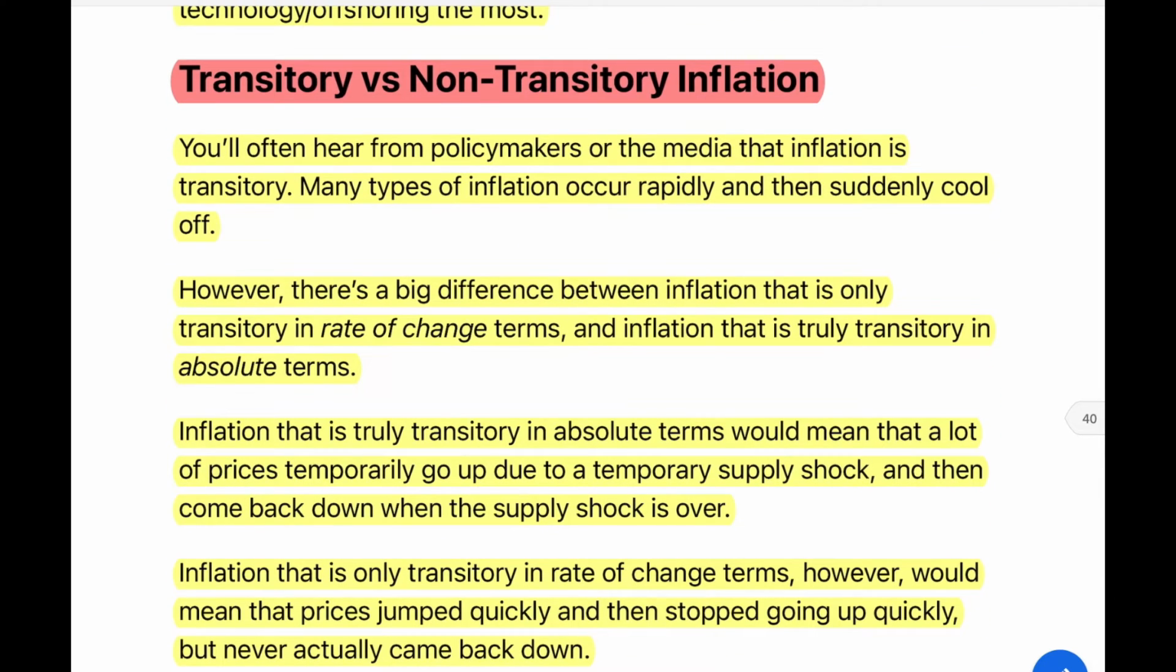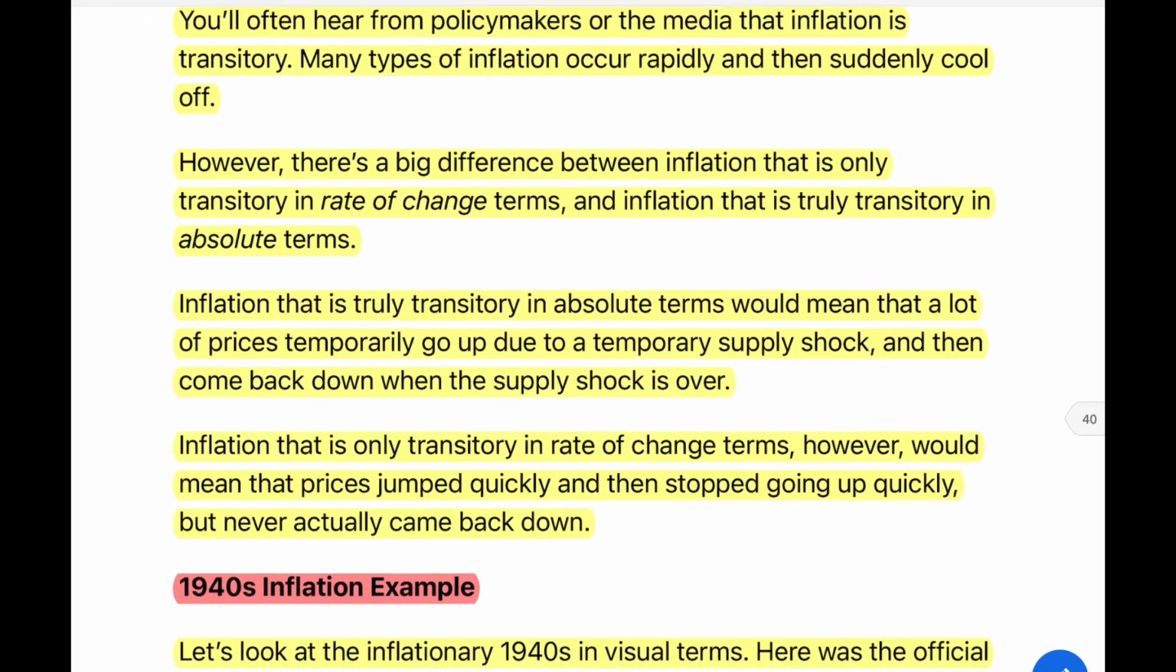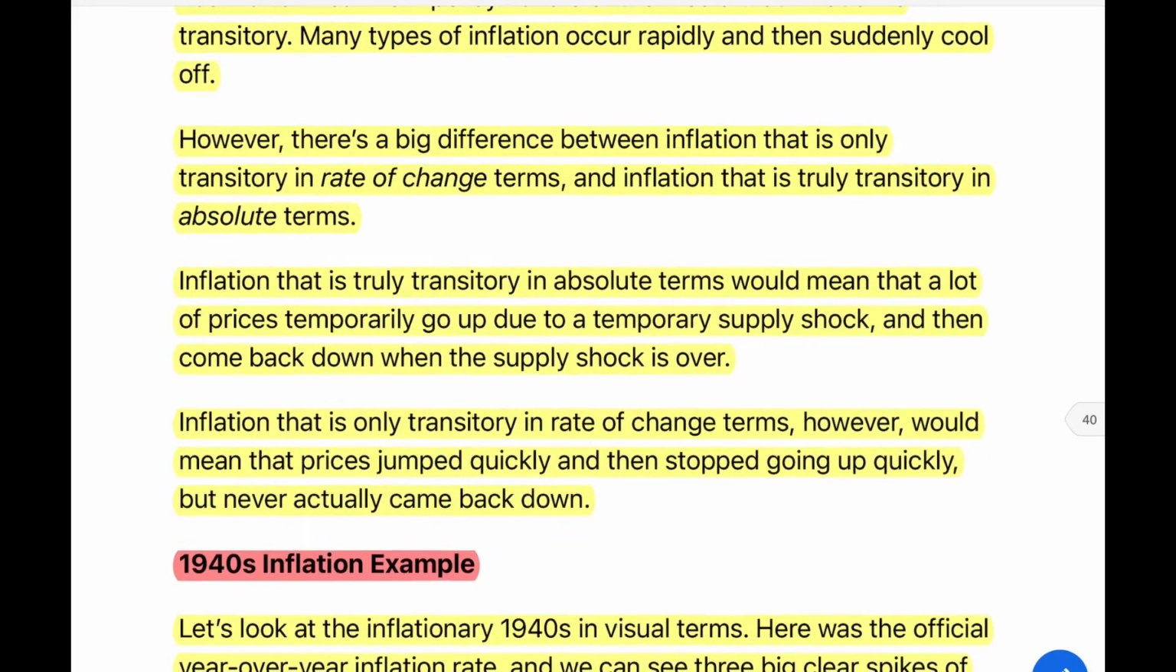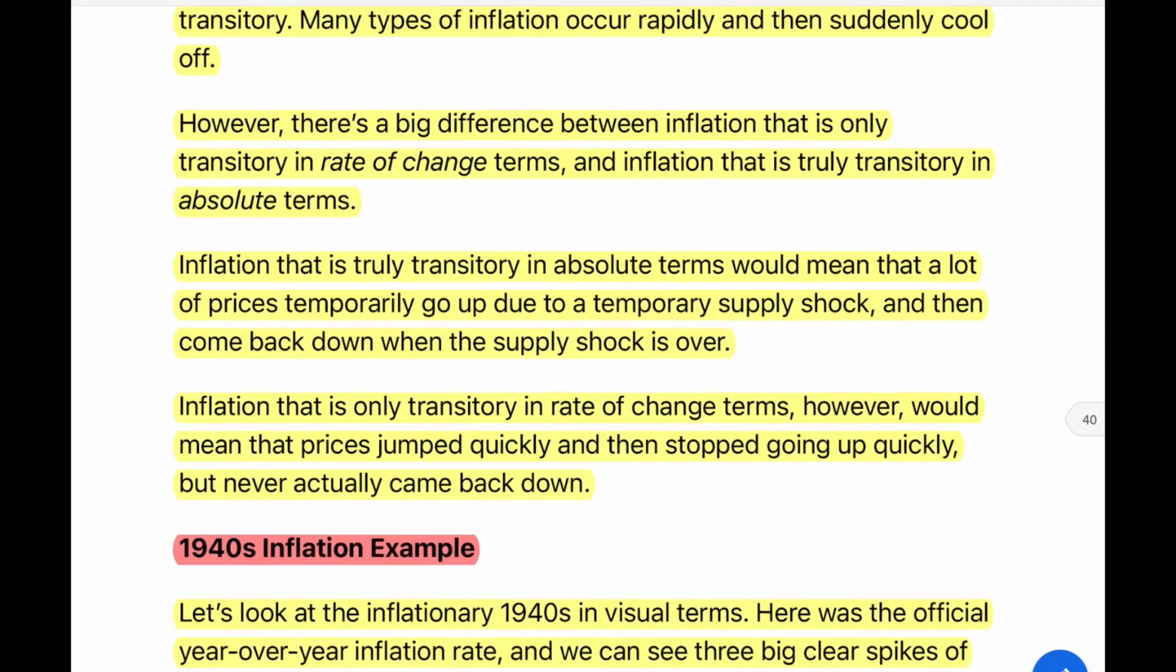Transitory versus non-transitory inflation. You've been hearing a lot about this in the news. You often hear from policymakers or the media that inflation is transitory, meaning types of inflation occur rapidly and then suddenly cool down. So transitory just means temporary. It's going to go up rapidly, then it will slowly cool off.